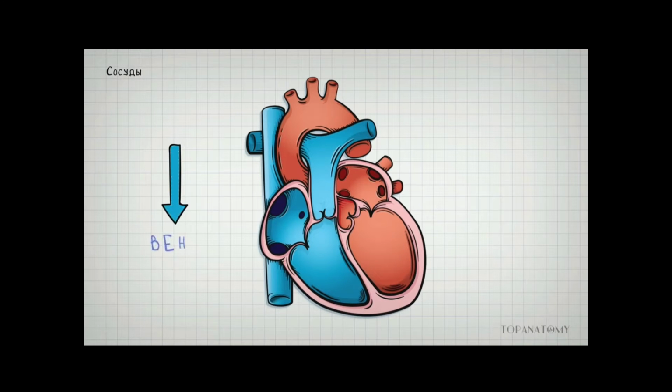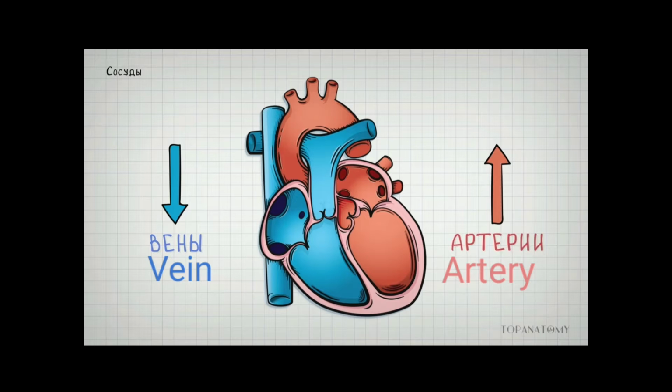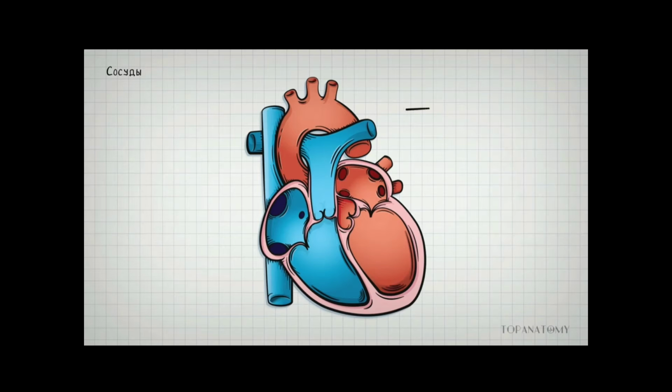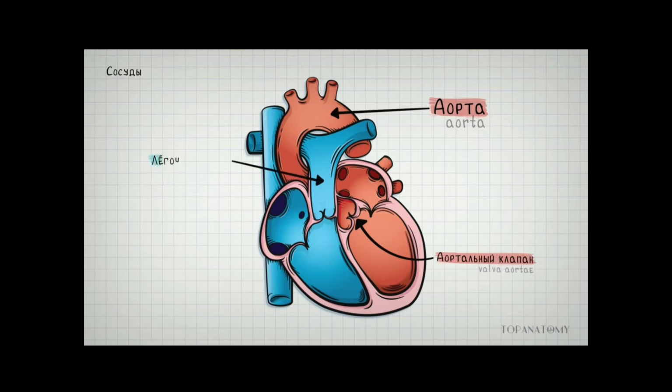Vessels coming to the heart are called veins, and those leaving the heart are arteries, regardless of what kind of blood flows in them, arterial or venous. The largest arterial vessel of the body, the aorta, leaves the left ventricle. The aortic semilunar valve is located between the aorta and the ventricle. The pulmonary trunk leaves the right ventricle and is divided into two pulmonary arteries. The semilunar valve of the pulmonary trunk is located between the ventricle and the pulmonary trunk.